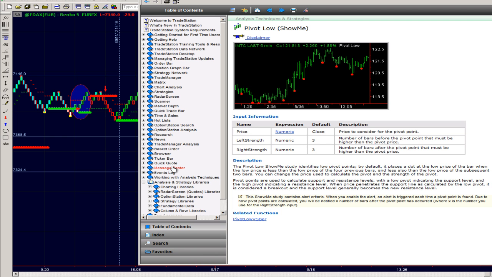What that's basically telling you is that this particular strategy, this show me strategy, places a dot at the low price of the bar when the low price is less than the low price of the 4 previous bars, and less than that of the low price of the subsequent 2 bars. So it's basically plotting the swings in the market, and that's a 3 offset. We want to use a 5. The reason why we want to use a 5 is because we want something that's got a little bit more movement, a little bit more room.